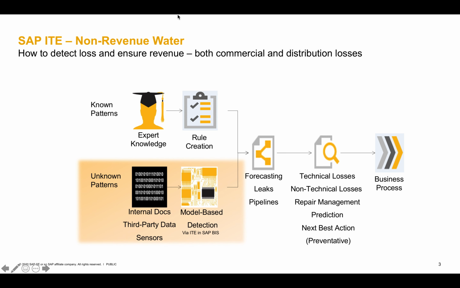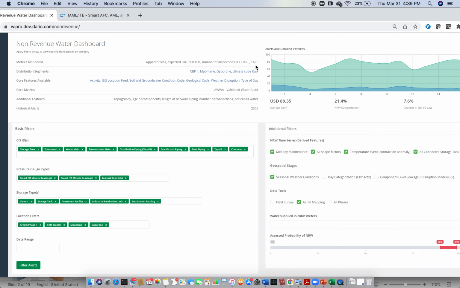Let us look at an example. In this case, we are monitoring for a number of different metrics. Apparent loss, which is your commercial losses at the level of an individual connection, where water usage against expected consumption profiles is tracked. Real loss, which corresponds to water loss through leakage in the pipelines. The UARL, which is the unavoidable rate of loss. The CARL, which is the current annualized rate of loss. And the infrastructure leakage index, which provides a view of which components in the infrastructure are causing challenges.